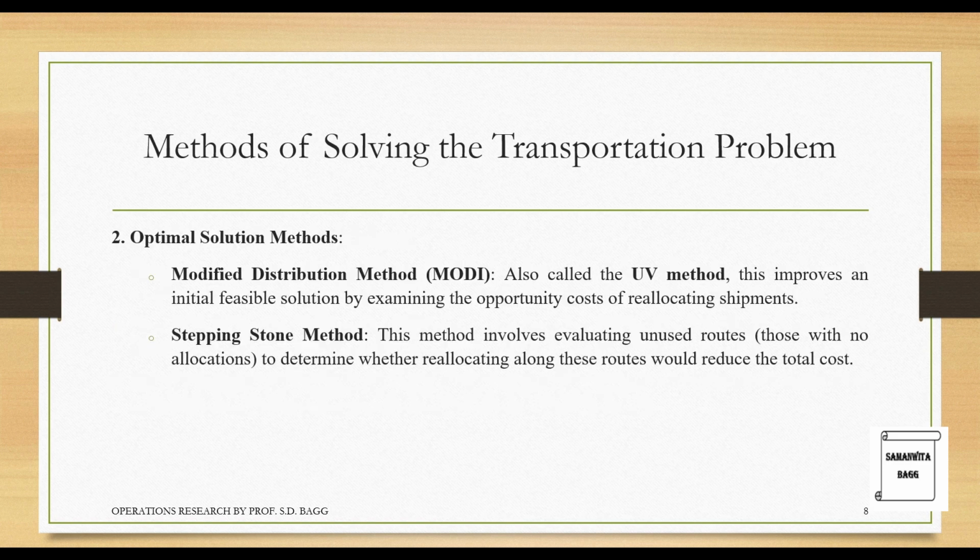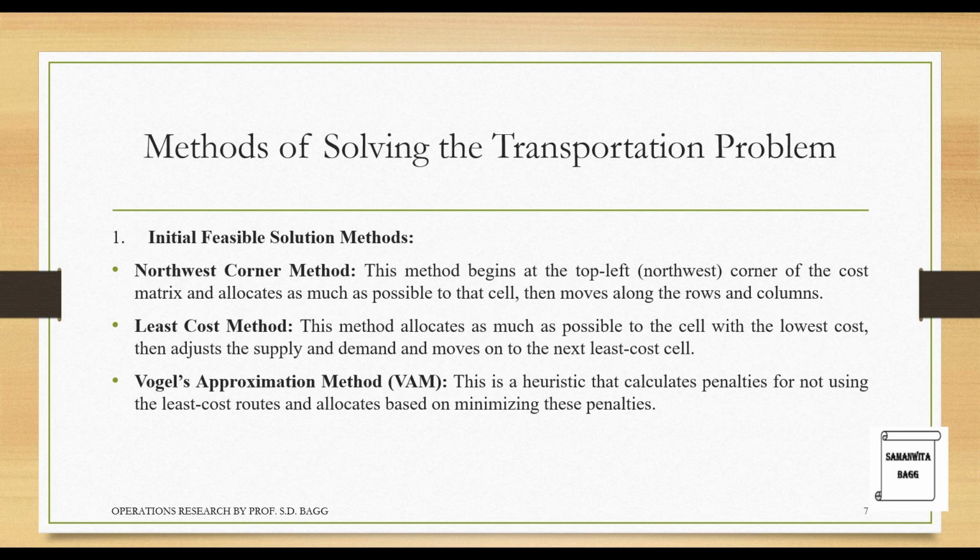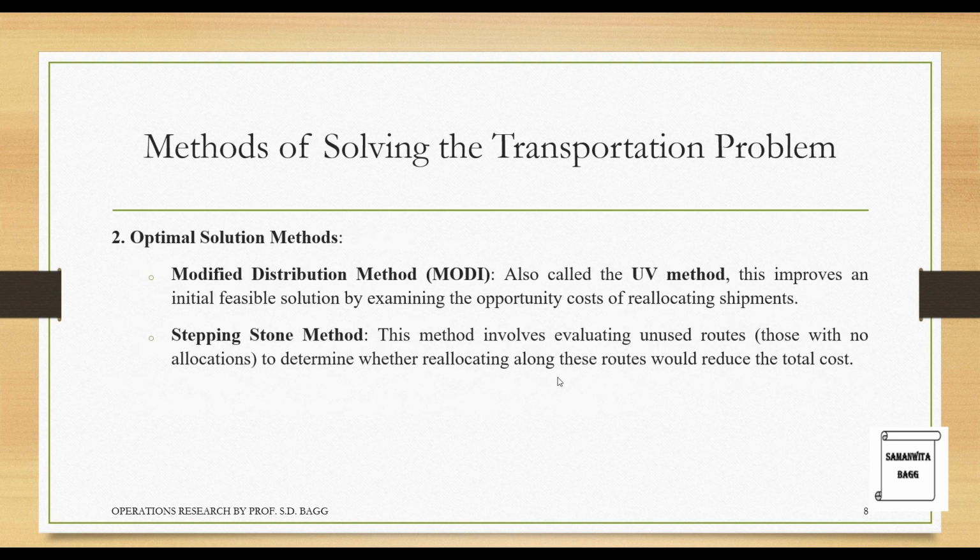Then comes the optimal solution method. After you have used the initial feasible solution method, you get some value of cost or profit, and then you will have to optimize your solution by using any one of these methods.